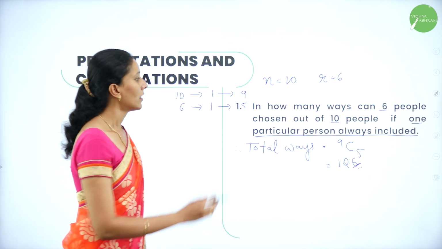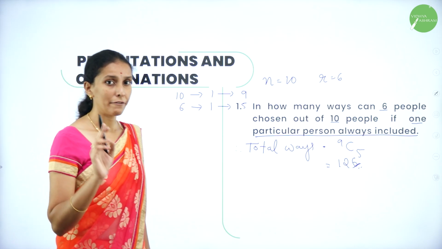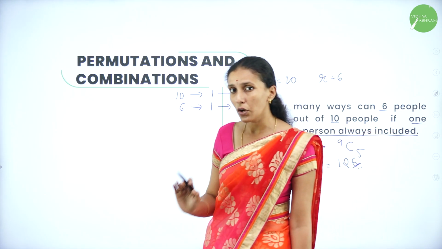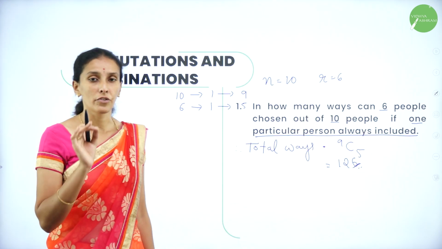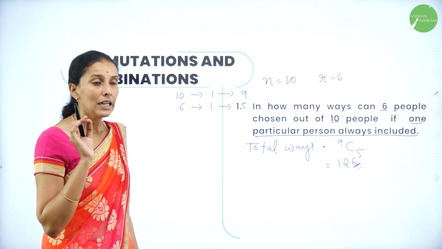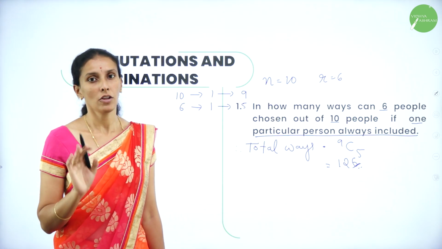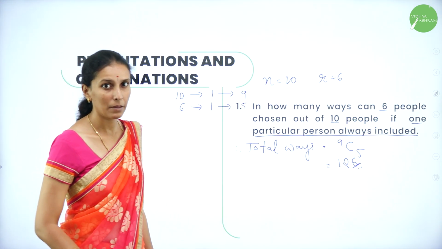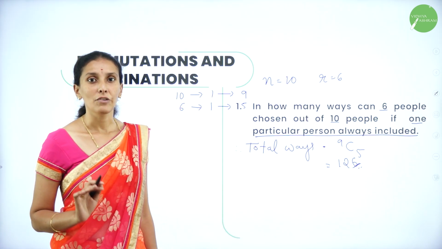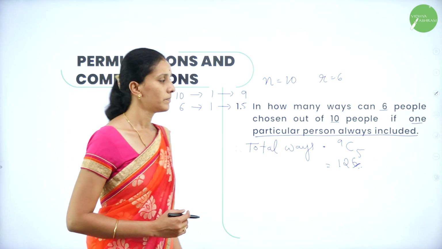So that is, out of 10 people, I have to select 6 people where one person is included. Whenever you have a question like included, remove that person from the total as well as the selection. That is, you have to subtract the number of included persons from N as well as R, and you should find the combination of only the remaining people. So for this question, my answer is 9C5, that is 126. So next question.